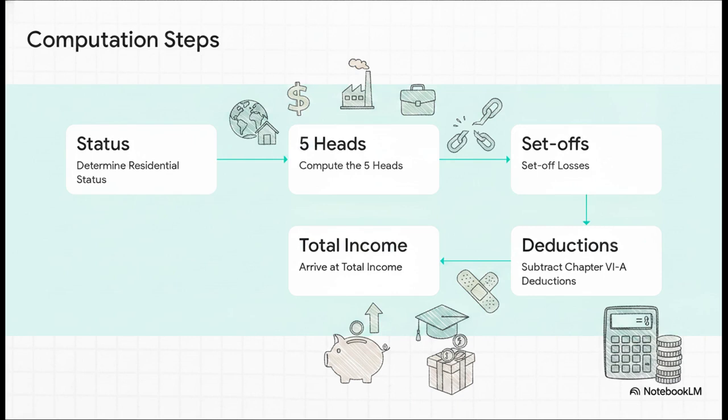Step 1, you determine your residential status, because that actually decides what global income is taxable in India. Step 2, you compute your income under those 5 distinct heads we just talked about. Step 3, you apply the rules to set off any losses. Step 4, you subtract all those wonderful Chapter VIA deductions, like your 80C investments or your 80E loan interest. And finally, Step 5, you arrive at your total income.